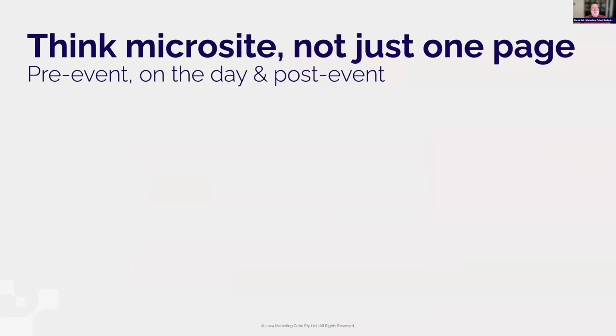Don't be limited to thinking that it just has to be a single page with a form and a confirmation page. What you could do is look at a microsite where the registration sign-up page is just that. It's a page with a form. But the confirmation page could, in fact, be a microsite. And I'll show you an example of one here.